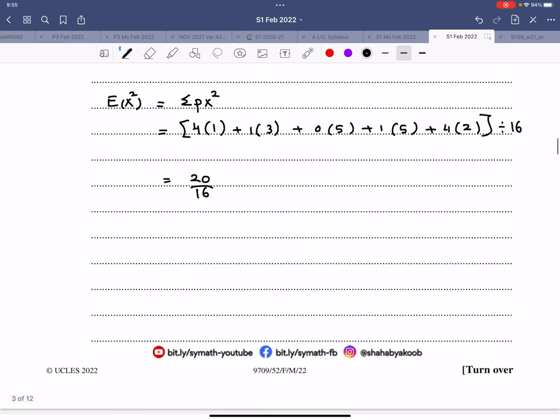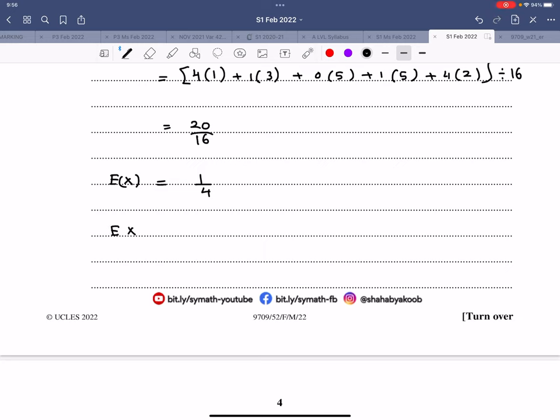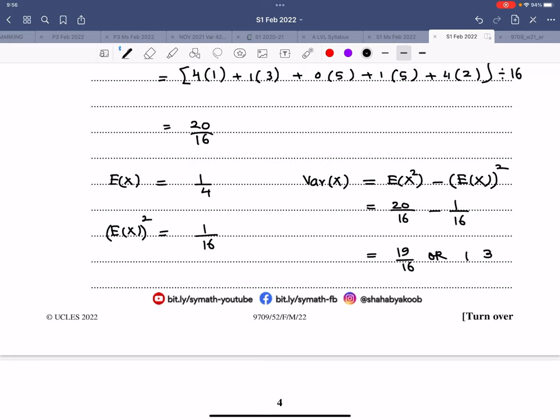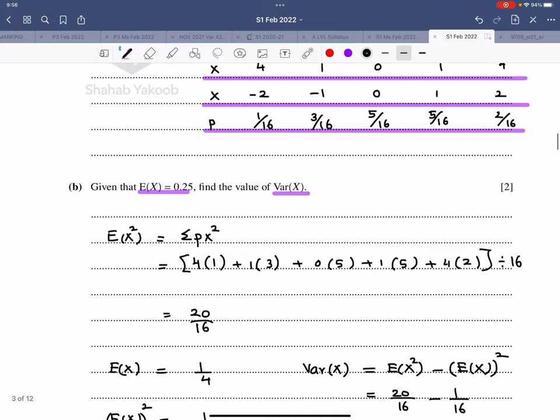Expectation of X is 0.25, which is 1/4, or 4 over 16. Actually, let me write this as 1/4, because I need to square it. Expectation of X, the whole thing squared, is 1 over 16. Therefore, variance of X, that is expectation of X square minus square of expectation of X, is 20 over 16 minus 1 over 16, so it's a smooth number, that is 19 over 16, which can be written as 1 whole 3 over 16. Leave the answer in fractions. So the first question is done.